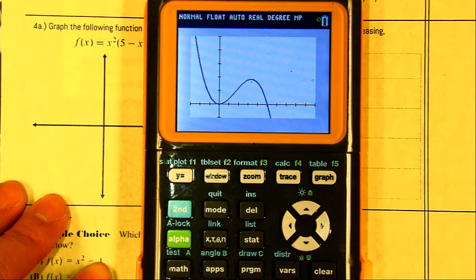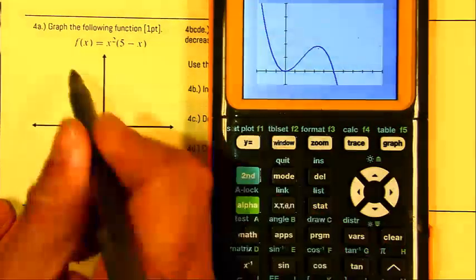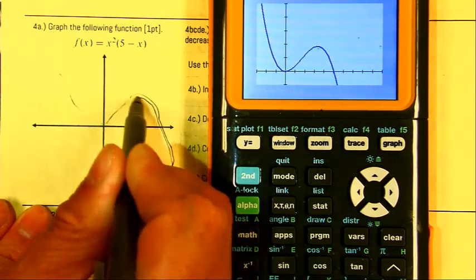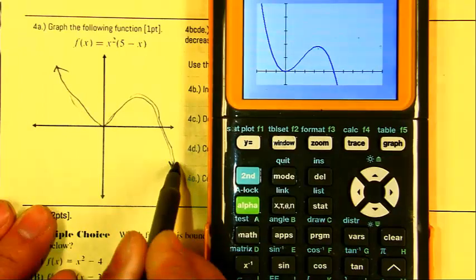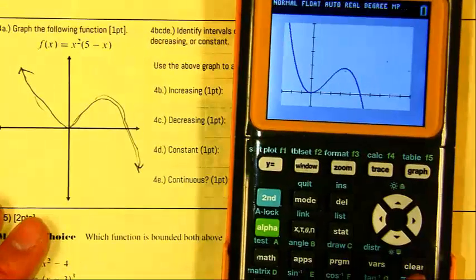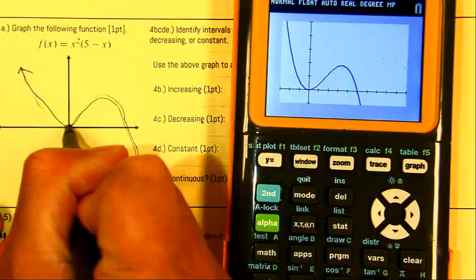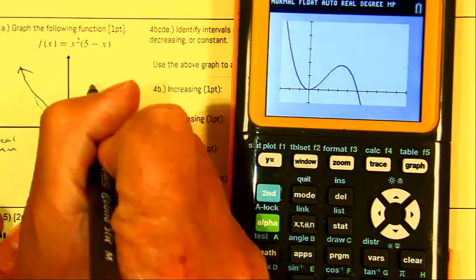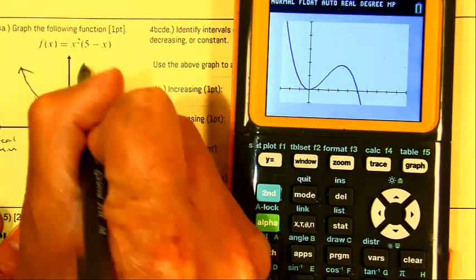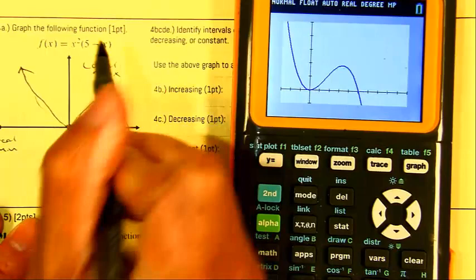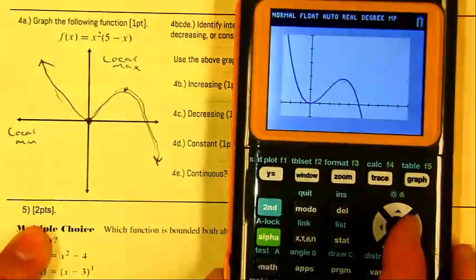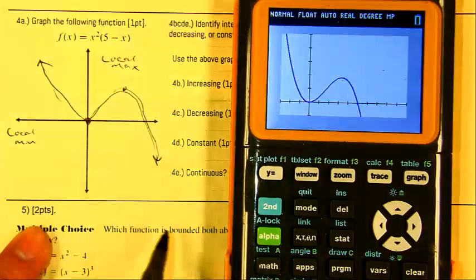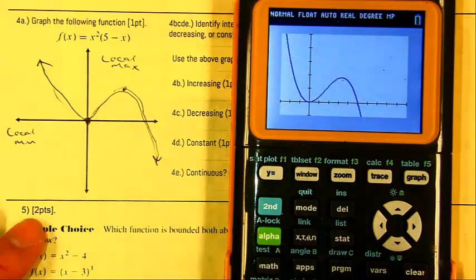Okay, that gives us enough, so let me go ahead. Looks like it's going through the origin. And then what I'm going to do is use the calculator to identify the local minimum, local min, and then the local max here. And again, why they are local, not absolute, is because this mountain goes higher, so there's a higher maximum, or absolute max, and the mountain goes lower, so there's a lower point.